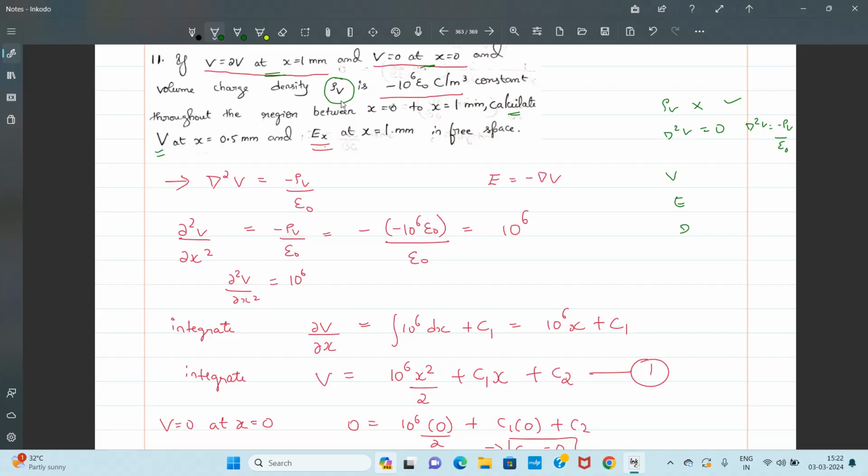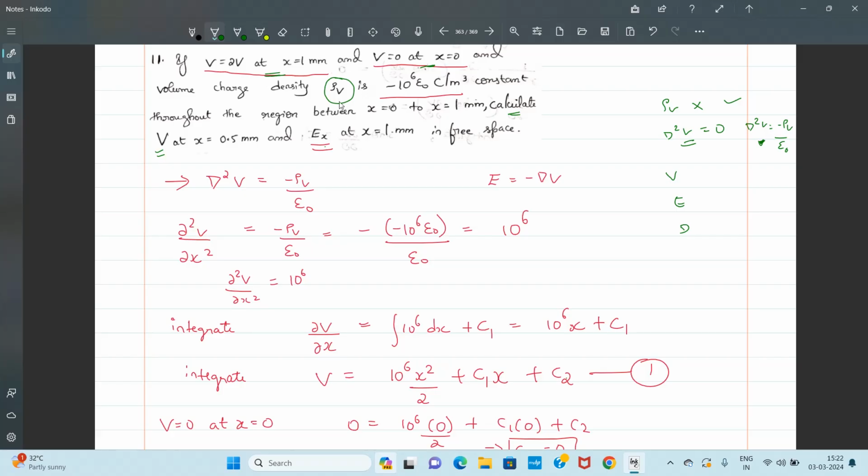So first of all, you have to decide whether you are going to start with Laplace or Poisson's equation. If rho v is mentioned, you have to use Poisson's equation. If rho v is not given, then you can start with Laplace equation. That is, the right hand side will be 0 if it is Laplace. It will be minus rho v by epsilon if it is Poisson's equation.